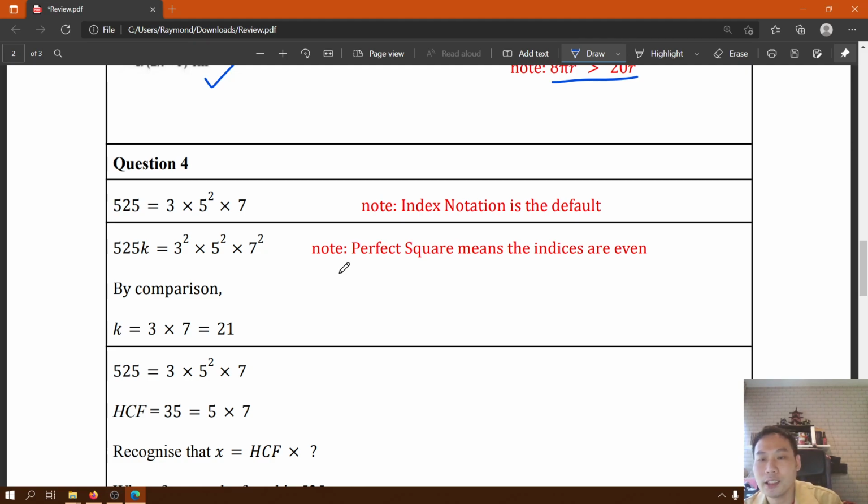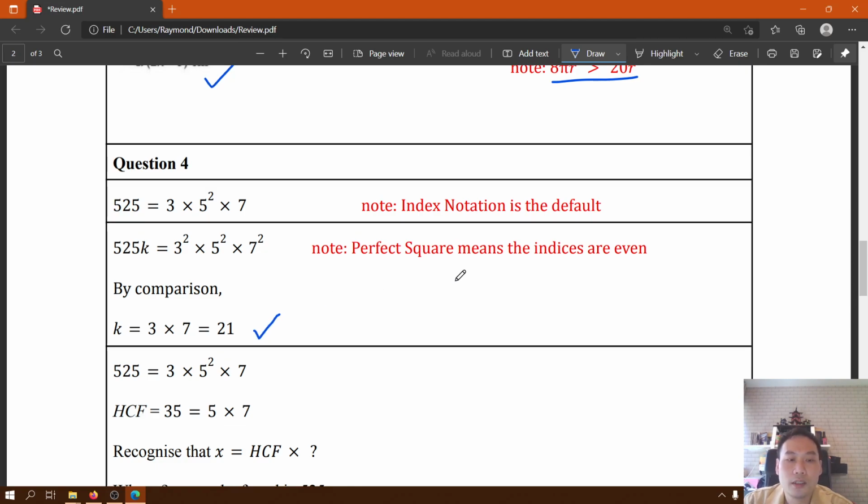There are actually infinitely many possible values of k that will allow 525k to be a perfect square. We just want the smallest one. So just bump it up to 3 to the power 2. The power for 5 is already even, so that's fine. And then 7, we bump it up to 7 squared. After we do that, by comparison, what's the difference between 525 and 525k? There's an extra copy of 3. There's an extra copy of 7. So quite naturally, k must be 3 times 7 to get 21.